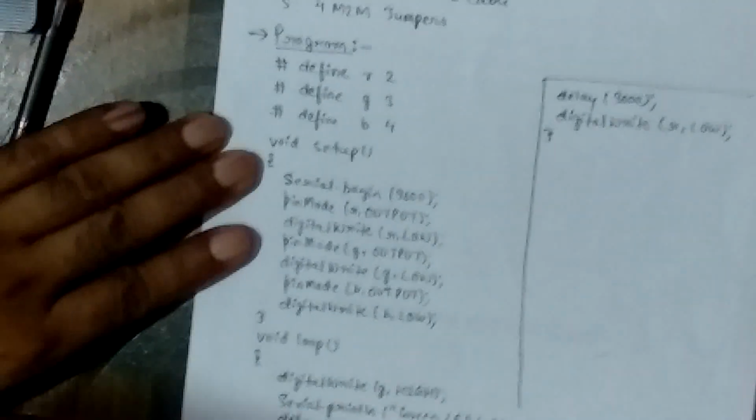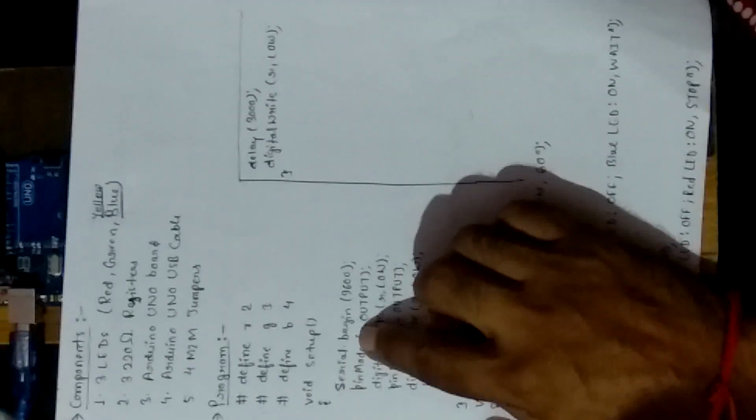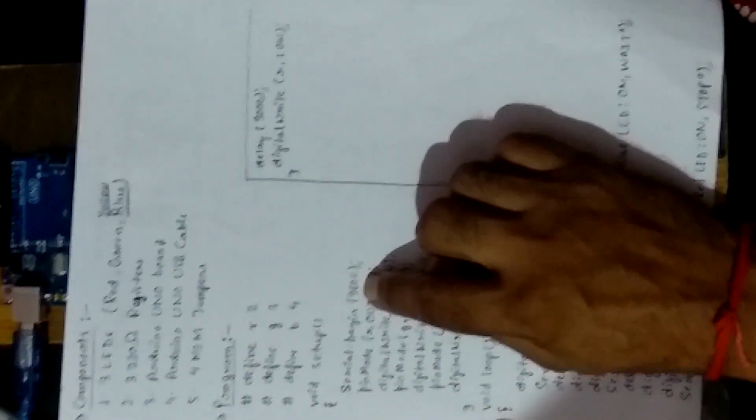There is a program. First I show you the program. Variables R, G and B. R is connected with pin number 2. R is defined as 2, G is defined as 3 and B is defined as 4. Now void setup, Serial.begin 9600. This is the baud rate of the serial port.